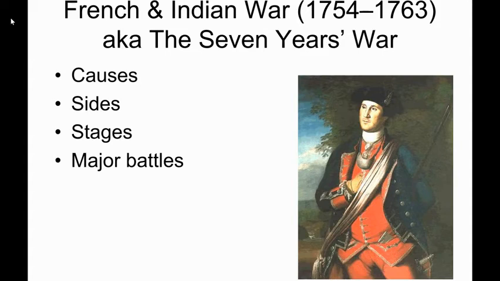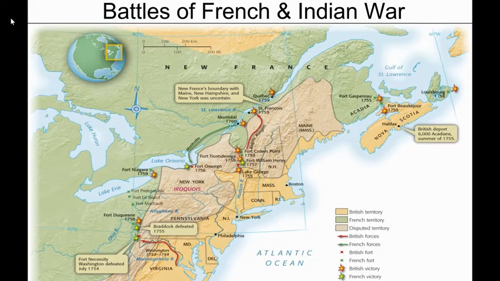And then the third stage really involves more Britain fighting in India. They end up taking over India. They'll end up getting Gibraltar, which they still actually hold today, from Spain. And it's a big victory for Britain by 1763.